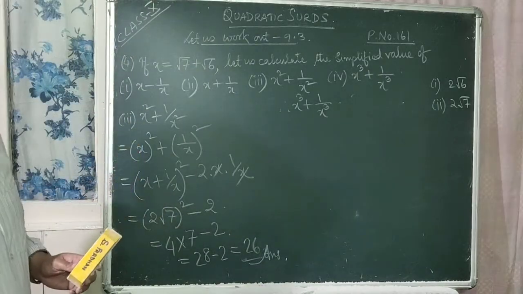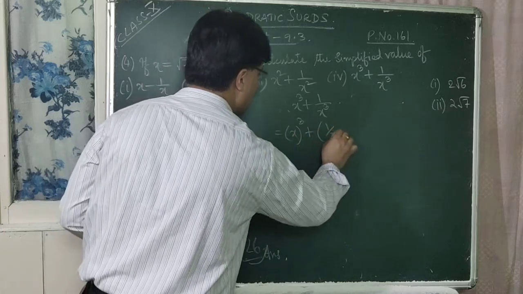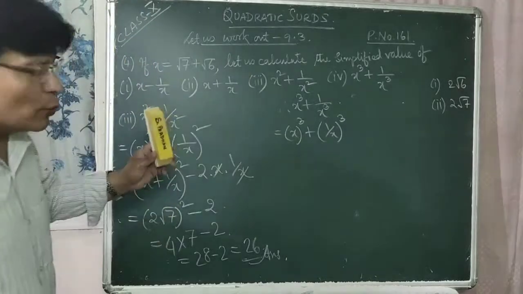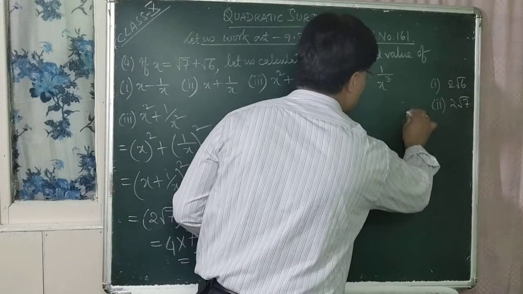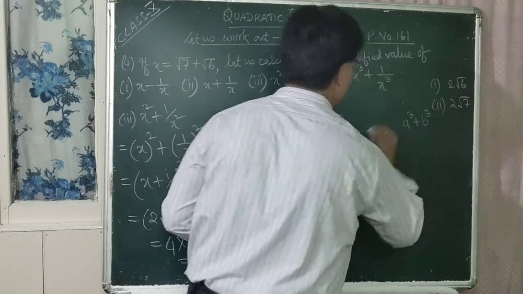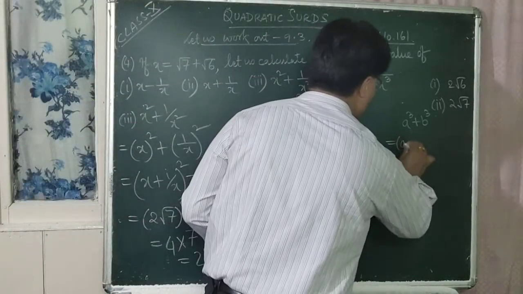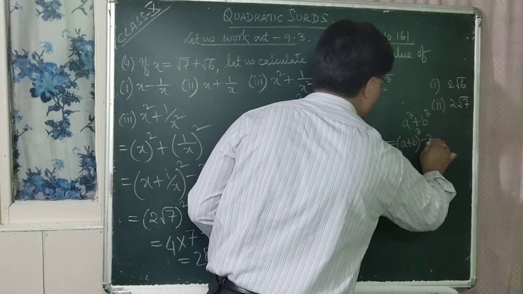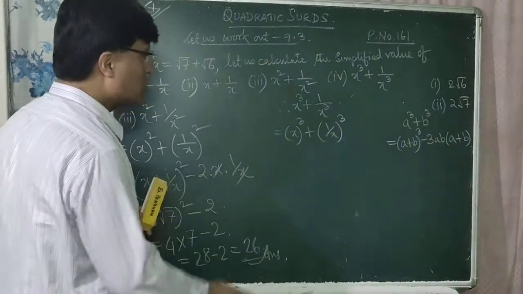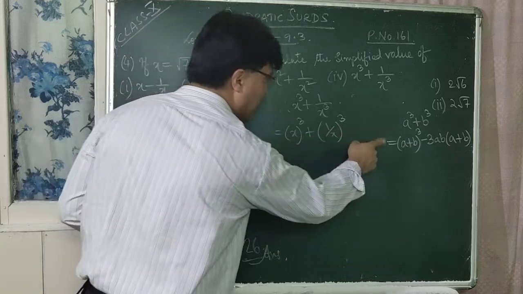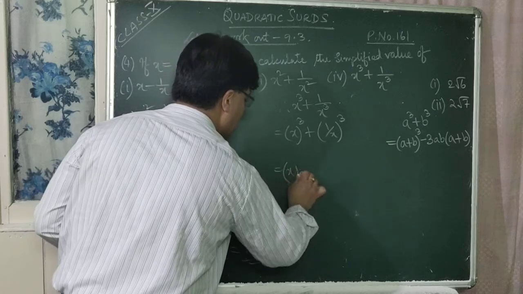Now you can write it in the form a cube plus b cube, isn't it? What is a whole cube? x whole cube. What is b whole cube? 1 upon x whole cube. So which formula is used in this case? It is a cube plus b cube, which is equal to a plus b whole cube minus thrice ab into a plus b, right? So instead of a, what is here? x. And instead of b, what is here? 1 upon x.